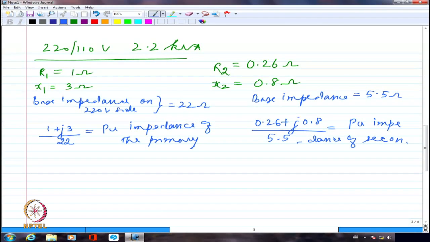They are comparable. So when I write it in per unit, this is 1 by 22, that is 3 by 22, whereas this will be 0.26 divided by 5.5. I can multiply both of them by 4. Then I will be able to get essentially the same base, 22 ohms. So 0.26 multiplied by 4 will be close to 1 again.